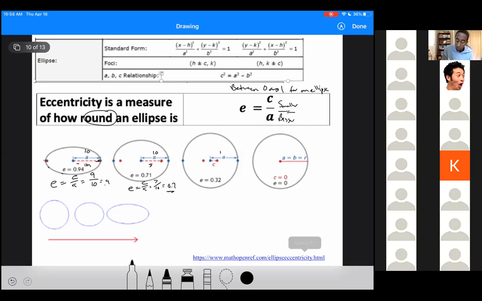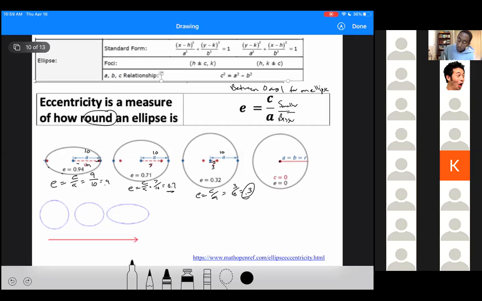Let's say again a remains at 10 and c is now closer to the center. It's going to make c smaller. Let's say now c is 3. If eccentricity is c over a, it'd be 3 over 10, which would be 0.3. So the eccentricity is getting smaller and it's getting more circular as the foci move more towards the center.